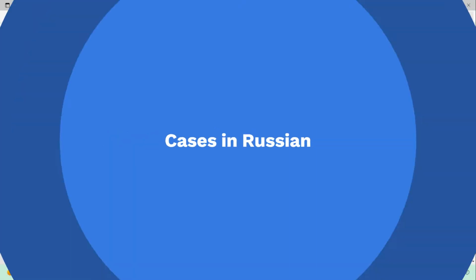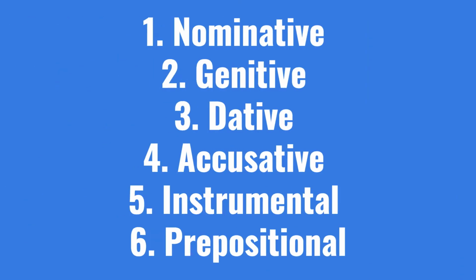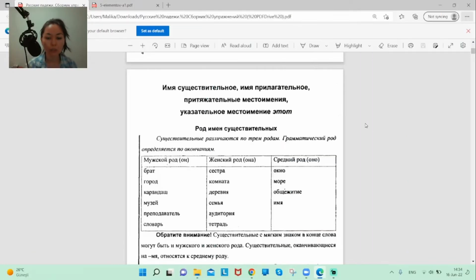So the Russian language has 6 cases: nominative, genitive, accusative, dative, instrumental, and prepositional. What do we have to know before starting to learn them? First thing, when learning a case, we have to learn the questions, because it will help us in the future when we will be constructing sentences.